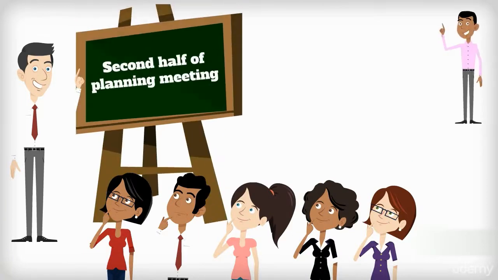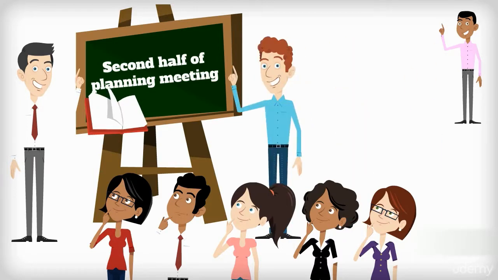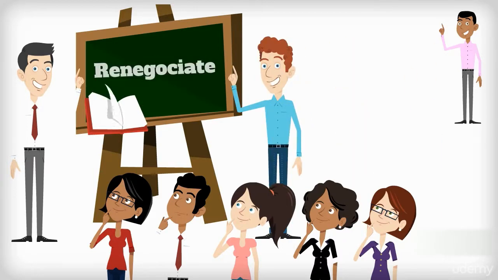From my experience in some teams, the second half of the meeting usually gives them more detail on which they feel more comfortable to make a commitment. The Scrum Guide agrees that the team may have to renegotiate what they can commit to in the second half of the meeting.